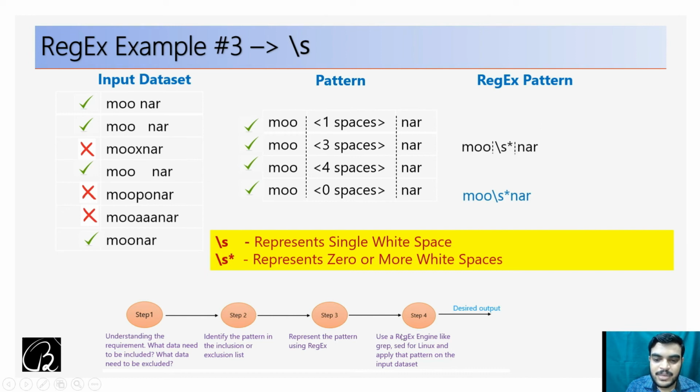Now in step 4 we have to use some kind of regex engine in order to use this pattern on top of the input dataset in order to get our desired output. Let's see that. First I will use the Linux regex engine, then I will use regex101.com. Let's see that.